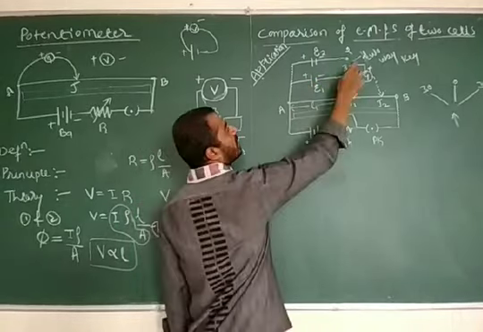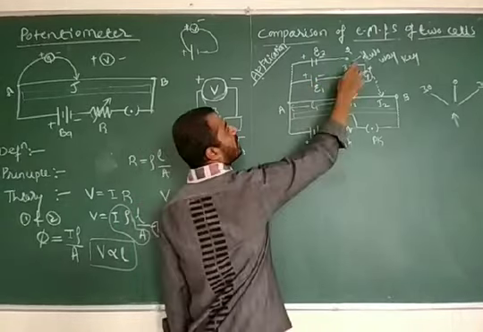It means when the galvanometer shows zero deflection, it is understood that the potential difference between this point, where the jockey is kept on the wire of the potentiometer, and this point, there is no potential difference. Both are maintained at the same potential. When you make two points at the same potential, there won't be a potential difference, because of that, current will not flow through the galvanometer.